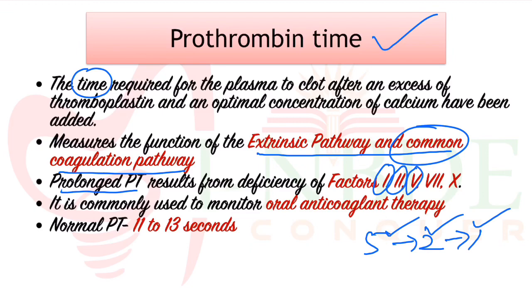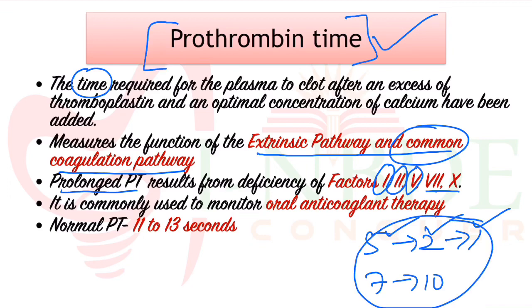Next question: what are the clotting factors exclusive to the extrinsic pathway? We have already learned, that is 7 and 10. So it is associated with 7, 10, 5, 2, 1. Whenever there is a deficiency of these factors, this particular value is going to increase. The normal value moves around 11 to 13 seconds. It is most commonly used to monitor oral anticoagulant therapy. Whenever the patient is on oral anticoagulant therapy, you monitor this value, called prothrombin time.